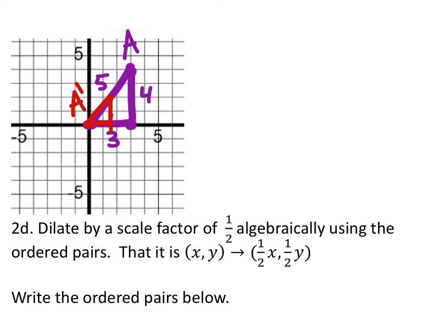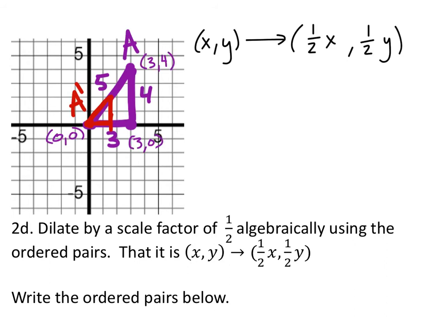Alright, 2D, dilate by a scale factor of 1/2 algebraically using these ordered pairs. So take a couple minutes and use the ordered pairs to show how you would find the new ordered pairs for the red triangle, the A prime. So this is our rule right here. We're going to take the x and y values and multiply them by 1/2, which is what a scale factor will do. So we've got those 3 points for the triangle from the preimage A.